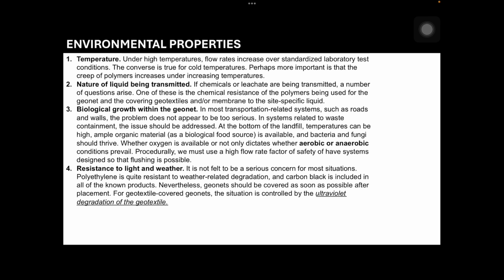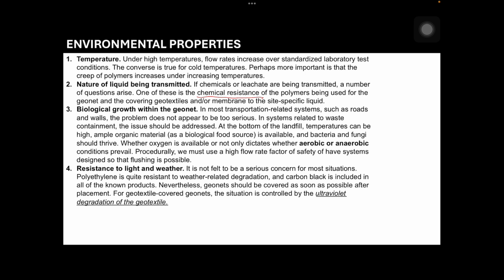Number 2, nature of liquid being transmitted. If chemicals or leachate are being transmitted, a number of questions arise. One of these is the chemical resistance of the polymers being used for the geonet and the covering geotextile or the geomembrane to the site-specific liquid. And then biological growth within the geonet.